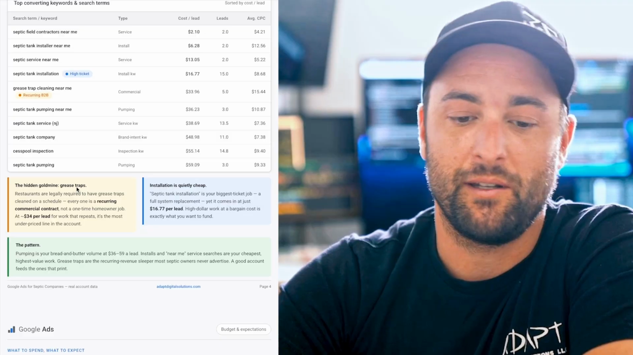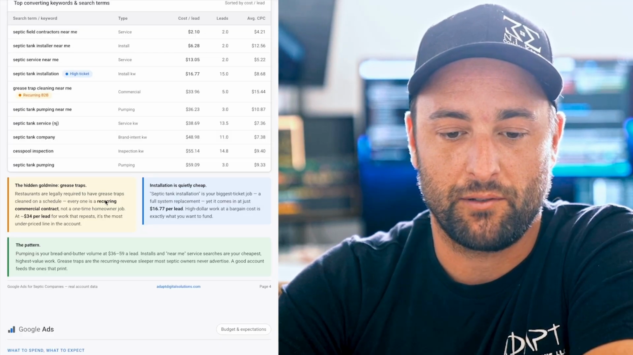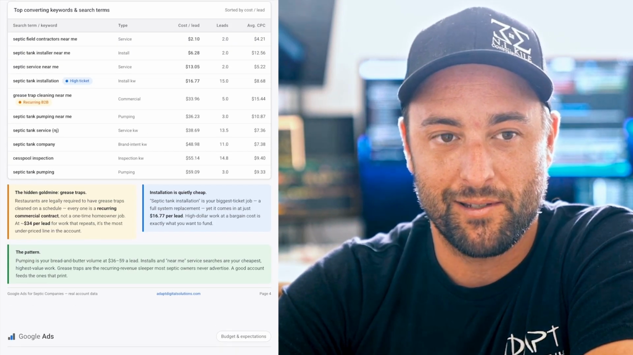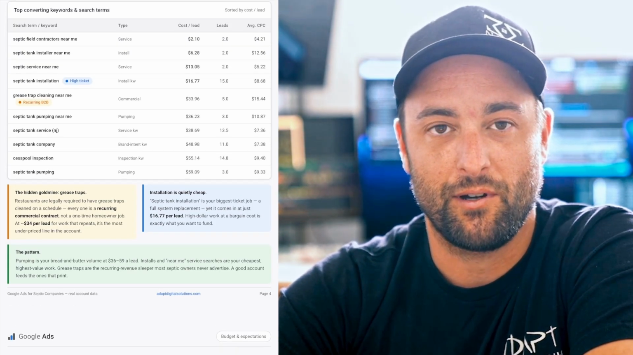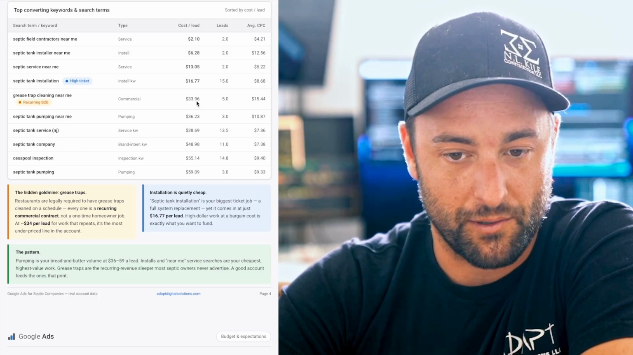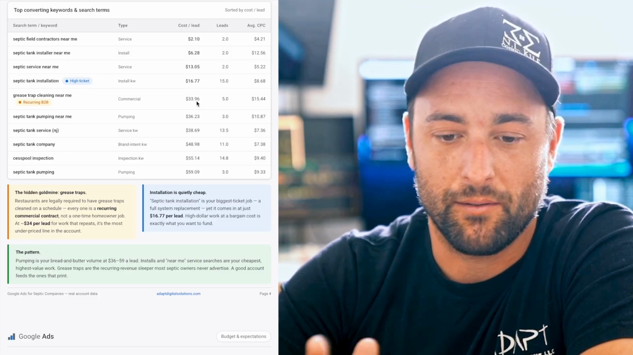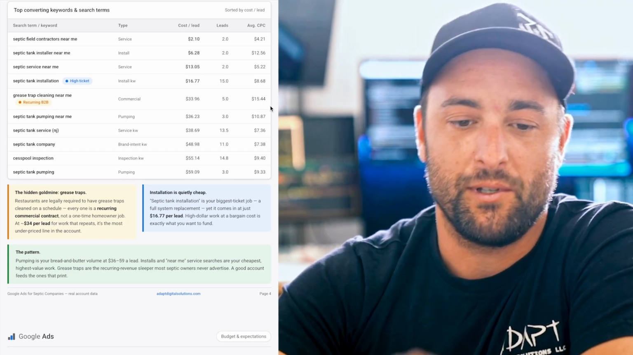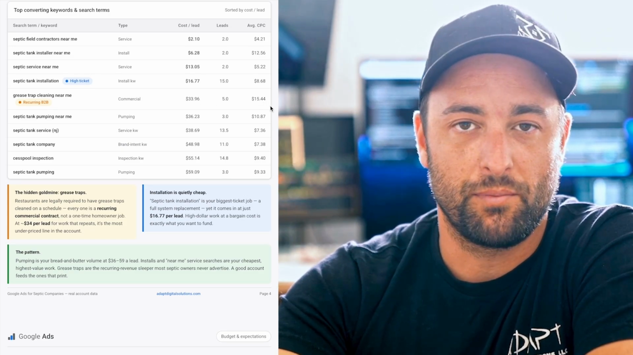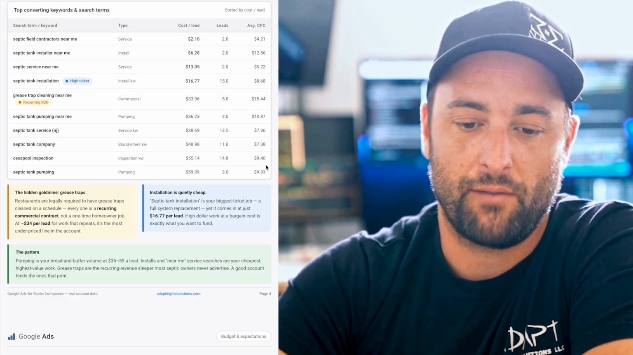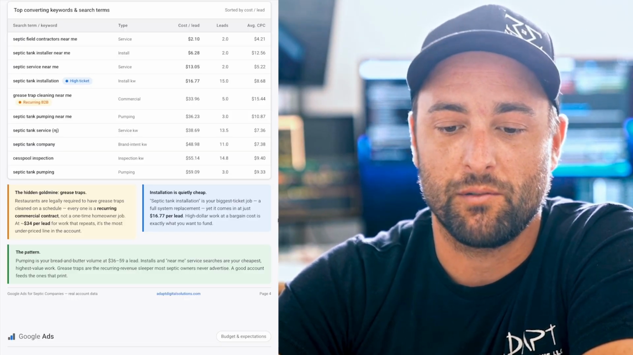These are some of the highlights that the person who made this report threw in there. So they mentioned the hidden gold mine is grease traps. Restaurants are legally required to have grease traps cleaned on a schedule, and every one of them is on a recurring contract. So if you're running this kind of business, it's a gold mine for you. Try to get those contracts, even if you have to spend a lot more than $34 a lead. If you have to spend 100 or maybe even 1,000, I don't know how much these contracts are worth to you, but when you can get a commercial client, a business client who's going to have you back week after week, month after month, that's a great place to focus some of your attention.